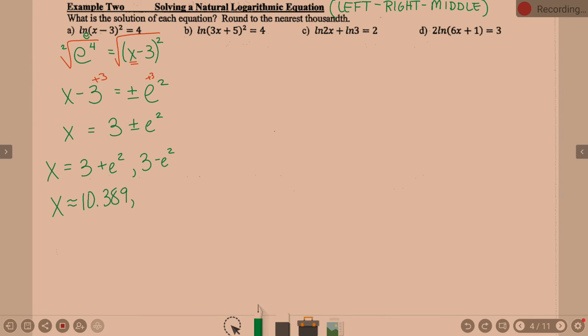Repeat the process. Get your other answer. 3 minus e to the second. Does your answer match my answer? Yeah. Negative 4.389.